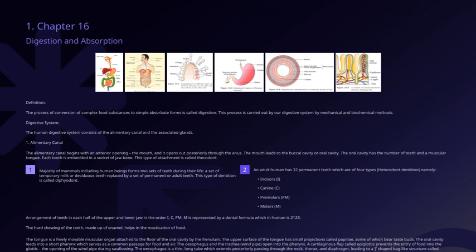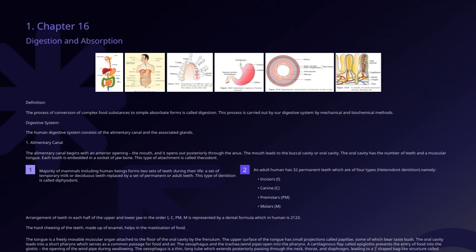The stomach itself has 3 major parts: the cardiac region where the esophagus opens, the fundic region, and the pyloric portion that connects to the duodenum. The tongue is a muscular organ attached at the floor of the oral cavity, with small projections called papillae on its surface, some of which contain taste buds.